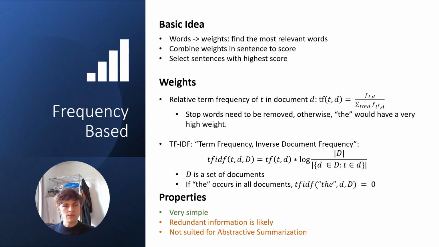A better metric might be TF-IDF, term frequency inverse document frequency, which adds a factor which depends on the bigger set of documents. Words that are present in many documents will get a lower weight. For example, if the word the occurs in all of the documents, the TF-IDF of the becomes 0. And this way, stop words don't necessarily need to be removed, which is good because it might not be easy to create a good list of stop words.